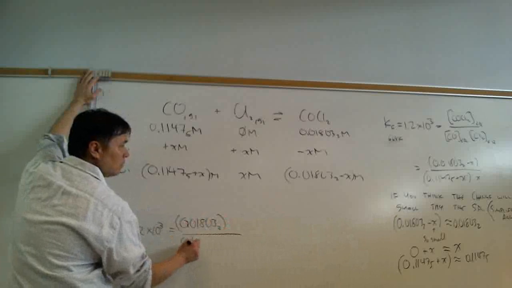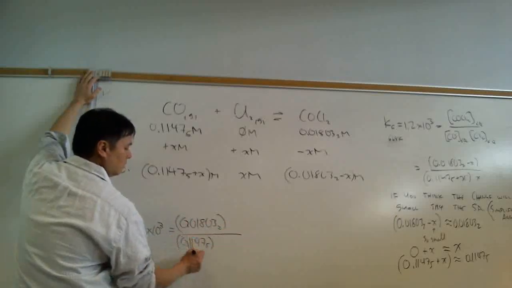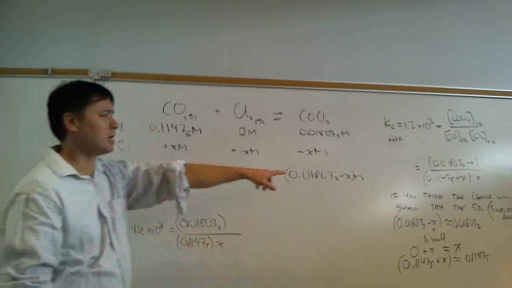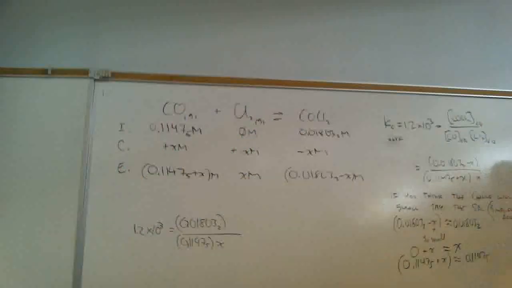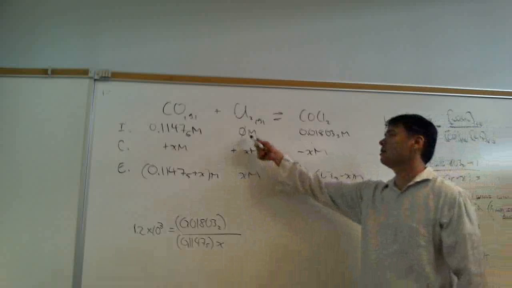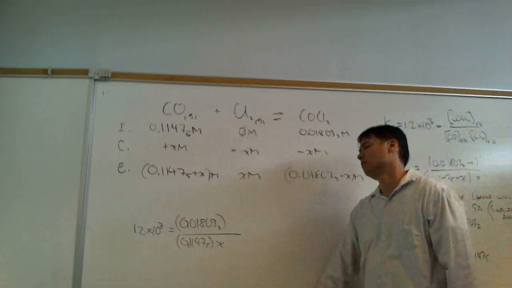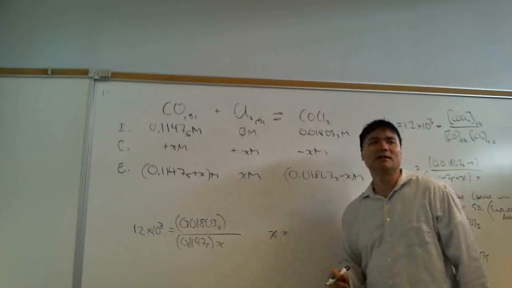Divide by 0.11475 times x. We don't lose this last x down here. Why didn't we lose this x? If that was 0, then it wouldn't be a valid answer. Because that's this one, right, where we have nothing and we add something to nothing. Something to nothing is always significant. You can't ignore it. Now solve for x. Do you see how much easier that is?